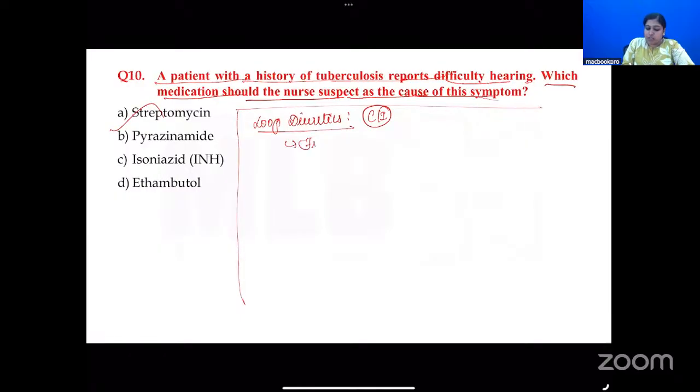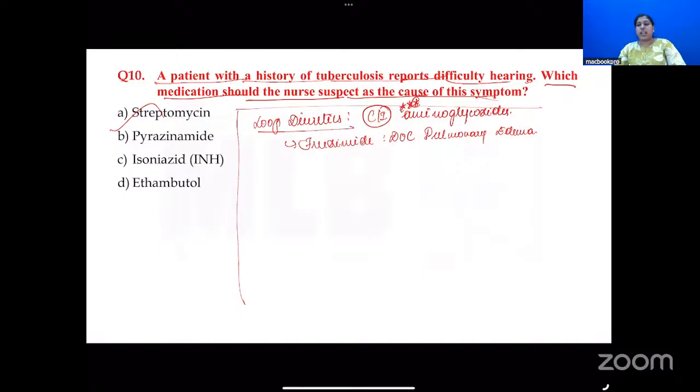Let me talk about furosemide. Furosemide is an important drug which is used as the drug of choice in case of pulmonary edema. No one is answering my question. Okay, let me tell. Always remember, loop diuretics are contraindicated with aminoglycosides. Always remember this important point. Loop diuretics are contraindicated with aminoglycosides because they can cause a severe form of ototoxicity. Again, an important MCQ you have to remember.